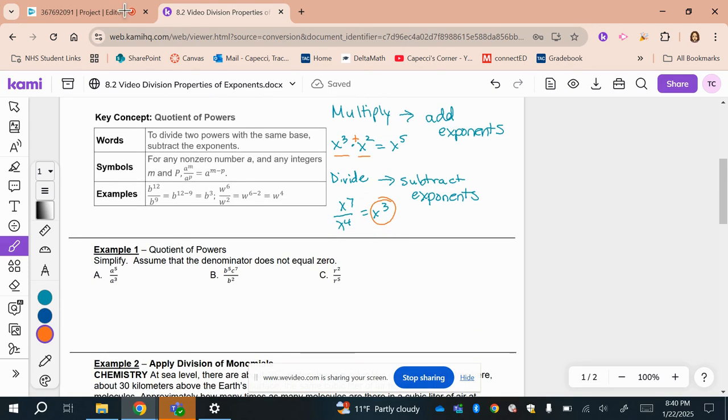So in letter A, I have a to the fifth over a to the third. So there's more a's on the top. So I'm going to subtract and I get a to the second. There would be a 1 on the bottom, so I don't need to write that. We're just going to leave that as a to the second.